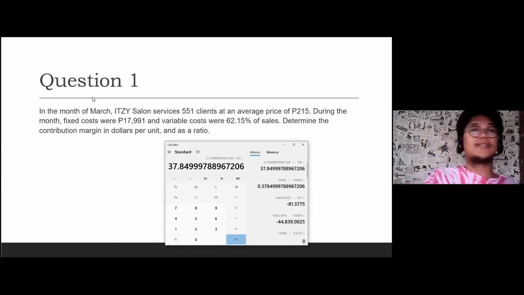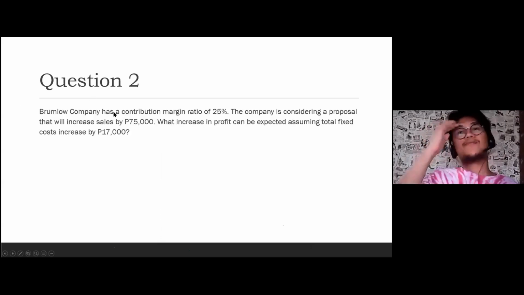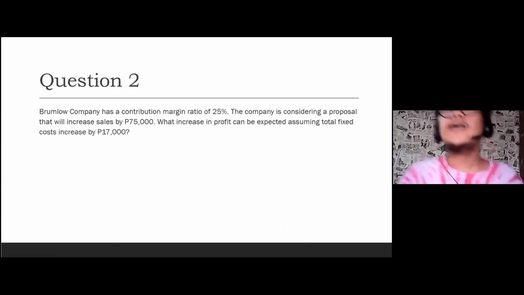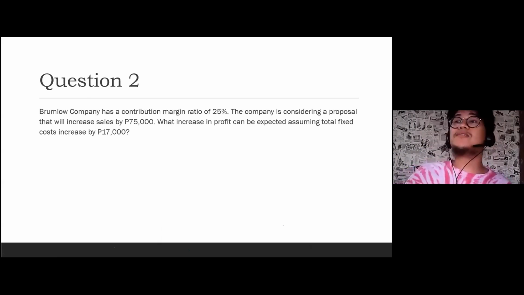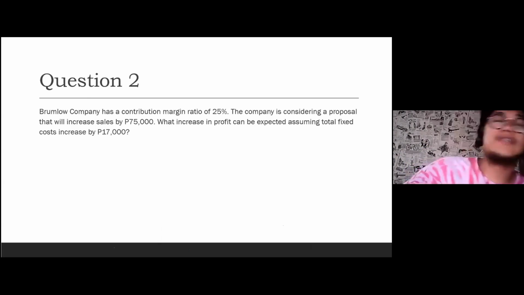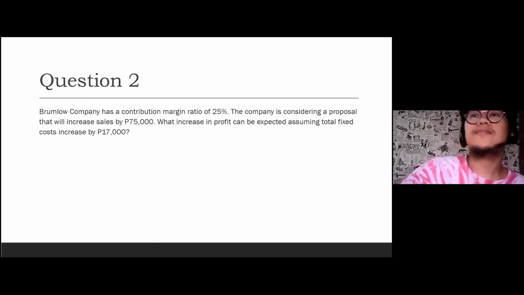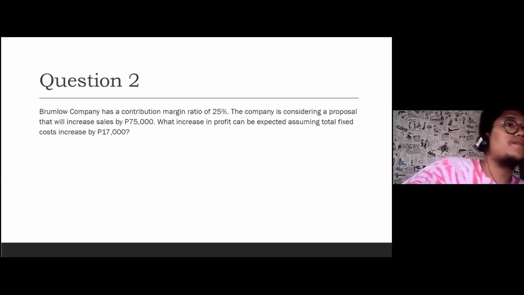Okay. Next, guys. Question number 2, I want you to compute for the increase in profit. So Bromlow Company has a contribution margin ratio of 25%. So the company is considering a proposal that will increase sales by 75,000. What increase in profit can be expected assuming total fixed costs increased by 70,000 pesos? Go.